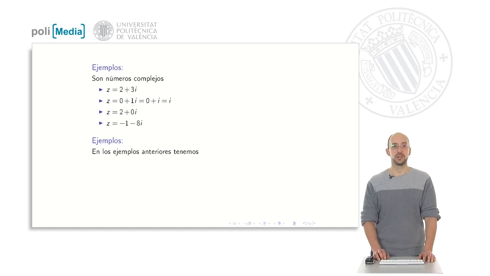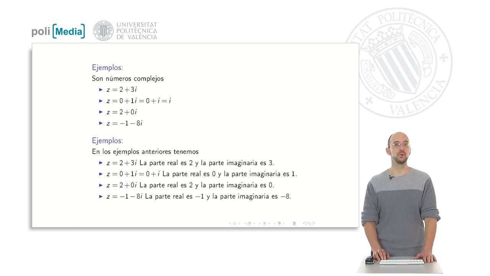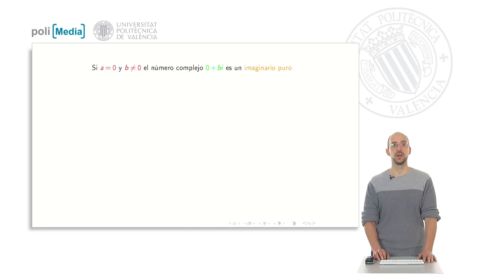Now let's review the real part and the imaginary part. In the first example, as we see, the real part is 2, and the imaginary part would be 3. In the second example, the real part is 0, and the imaginary part is 1. That is, as I said before, it would simply give us the imaginary number i. The next, 2 plus 0i, the real part is 2, but the imaginary part does not exist in this case. And finally, in the last complex number, -1 minus 8i, the real part would be -1, and the imaginary part -8.